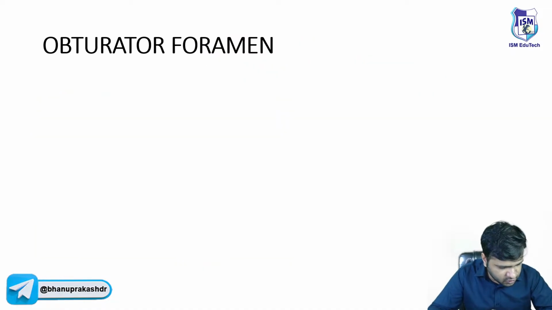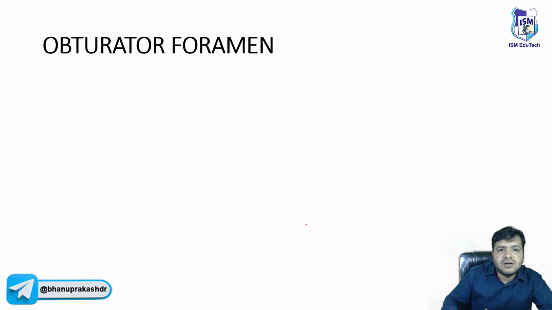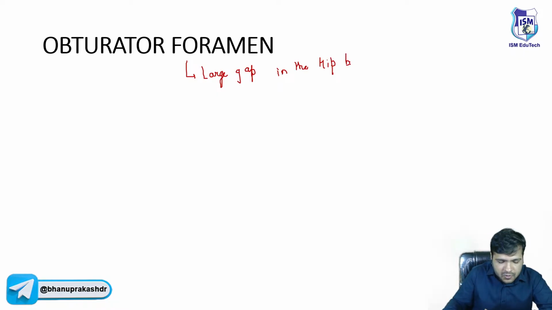Coming on to the obturator foramen. Beta, obturator foramen, you already know it is a large gap. Okay, it is a large gap, beta. You can see it over here. It is the large gap in the hip bone. So remember, it is a large gap in the hip bone, and it is bounded by which bones?